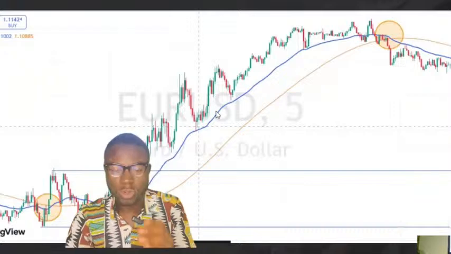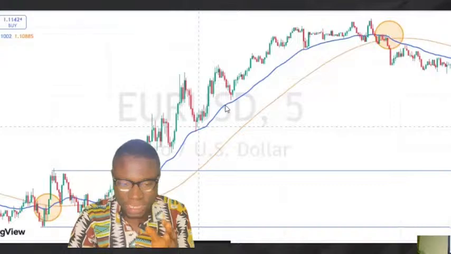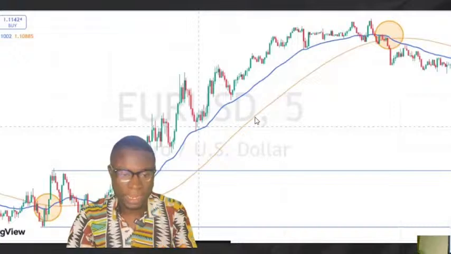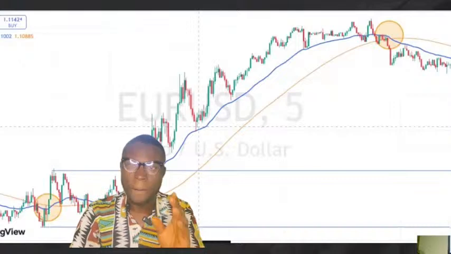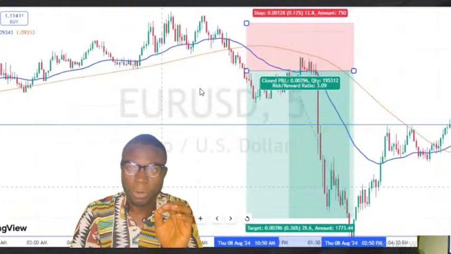Now I am going to show you the full setup of this strategy. As you can see, there are two lines here, the blue line and the orange colored line. These things, they work perfectly. So let's go straight to the first example. This is the first example here.